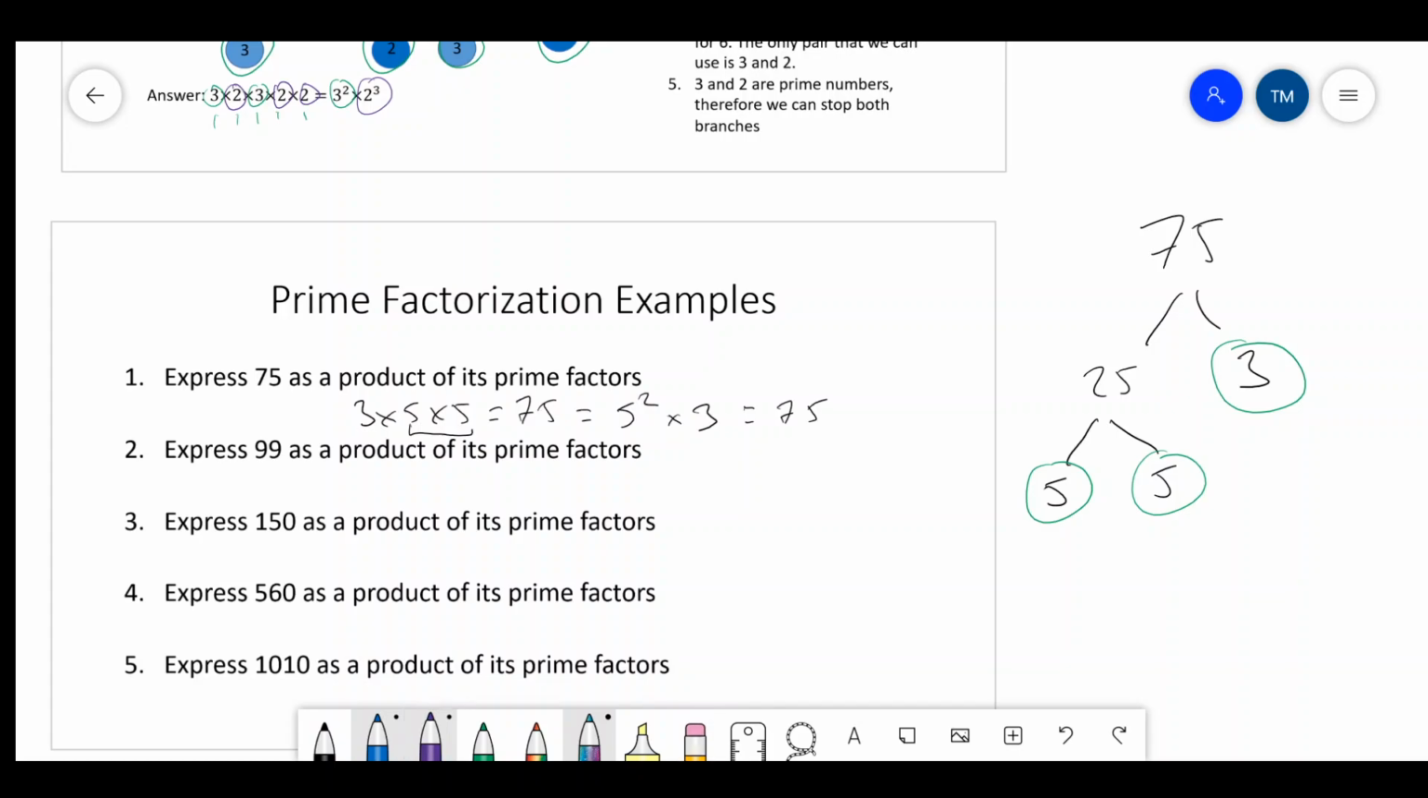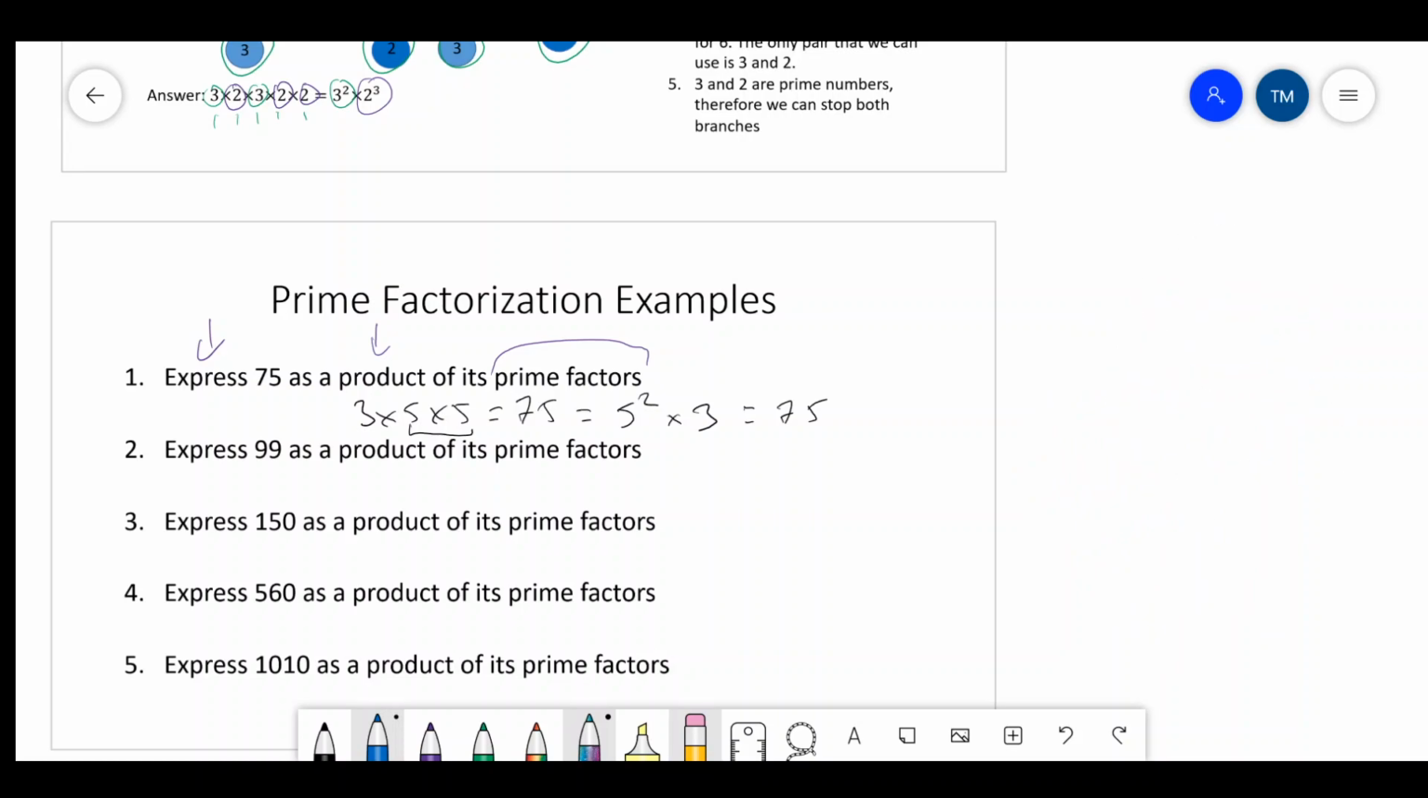Notice as well the language that I've used. We're expressing, so you want to write 75 in a different form, as a product, which is the result of a multiplication of its prime factors, means that we're going to write the product in terms of prime numbers only. So sometimes the language in the question can be confusing, but we're using more difficult language here so that when you see it in the exam, you will know exactly what the question means.